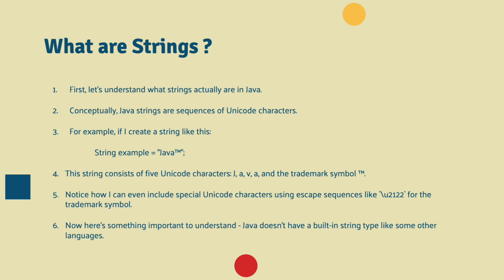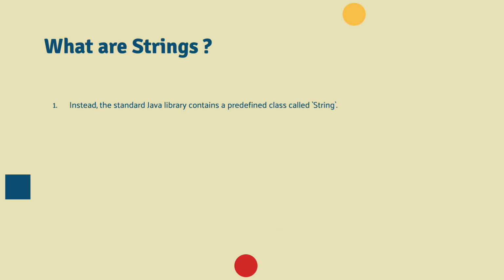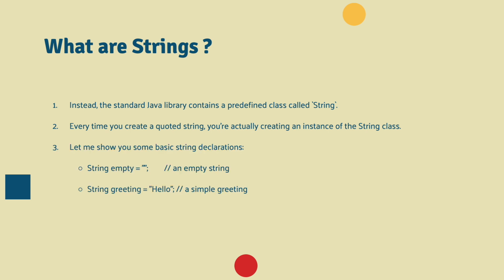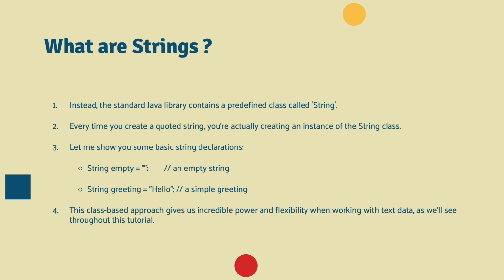Now here's something important to understand. Java doesn't have a built-in string type like some other languages. Instead, the standard Java library contains a predefined class called String. Every time you create a quoted string, you're actually creating an instance of the String class. Let me show you some basic string declarations. This class-based approach gives us incredible power and flexibility when working with text data, as we'll see throughout this tutorial.